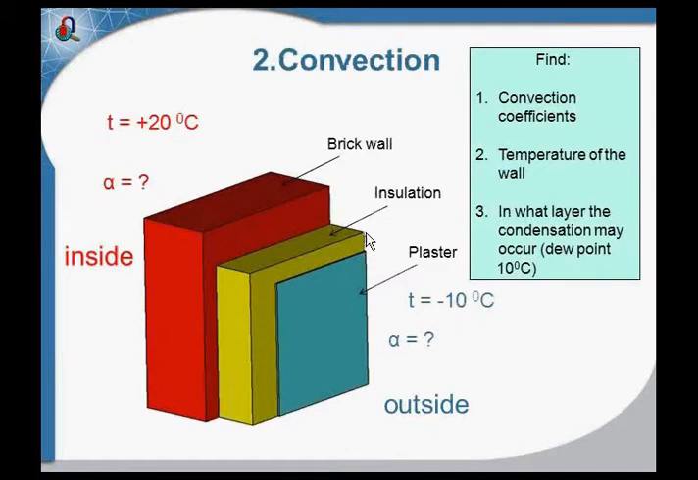The initial problem is a brick wall covered with thermal insulation and the plaster layers outside. This yellow layer is insulation, and this blue is a plaster. Dimensions of the layers are given. Temperature inside is plus 20 degrees Celsius, and outside temperature is minus 10 degrees. Thermal conductivities of materials are given. Our goal is to calculate the temperature distribution inside the wall.